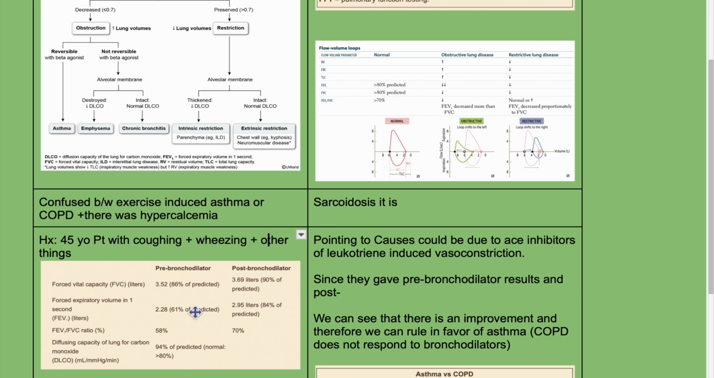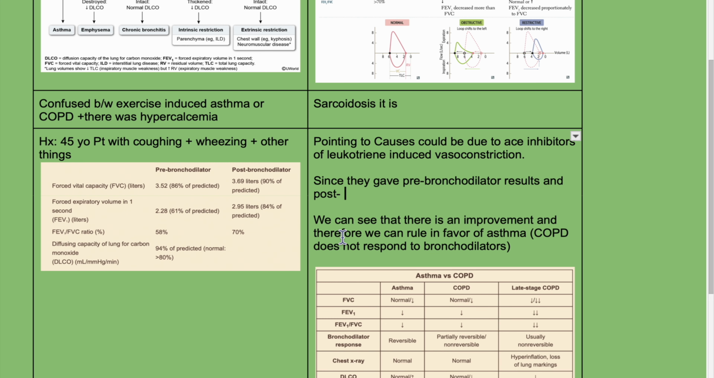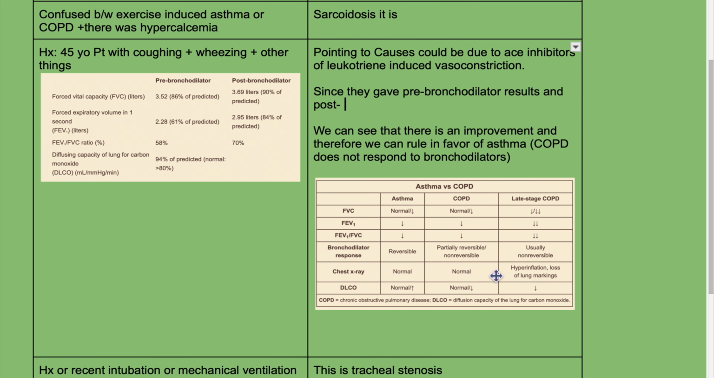So what does this tell you? That the bronchodilators work. And when does it work? When it is asthma, right? Bronchodilators have no effect on COPD patients. Since they gave pre-bronchodilator results and post, we can see that there is an improvement, and therefore we can rule in favor of asthma. COPD does not respond to bronchodilators.